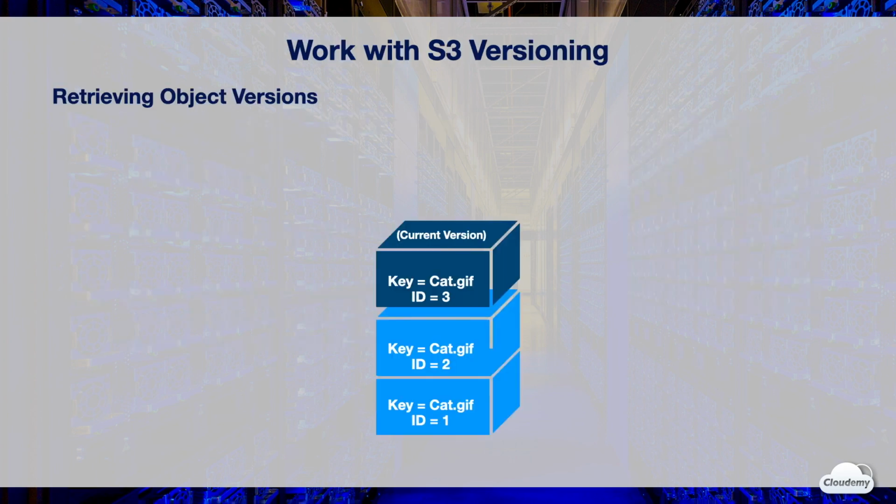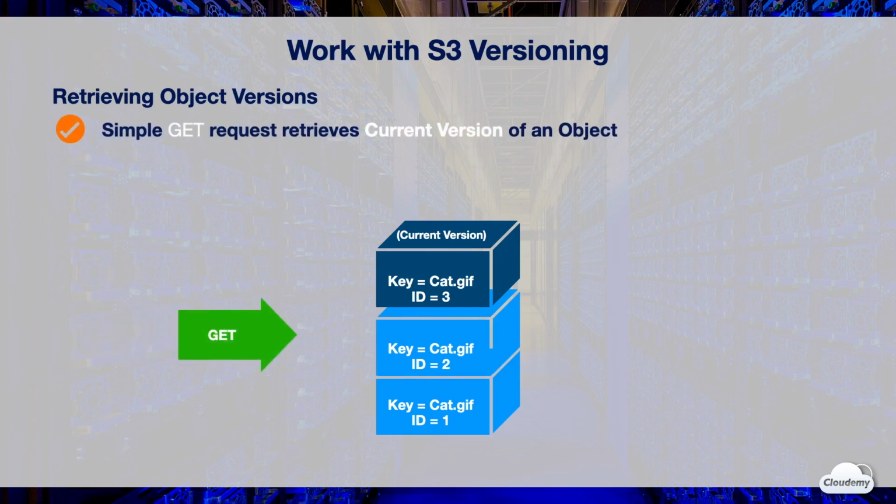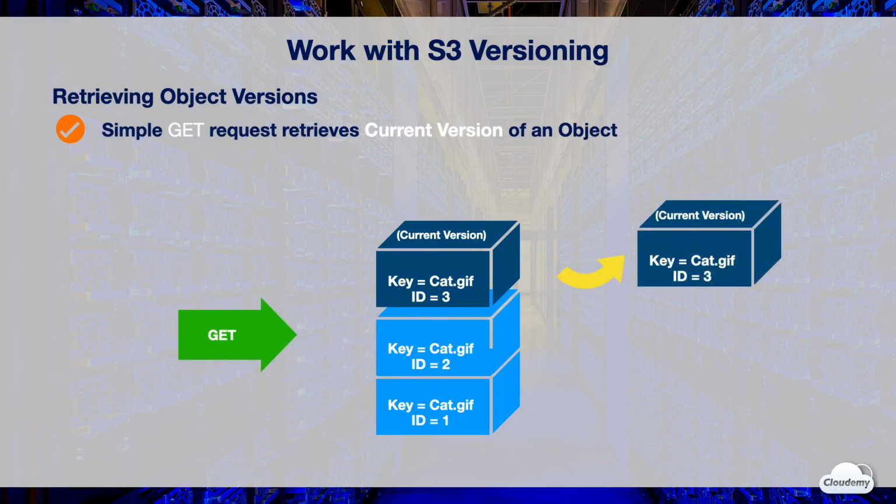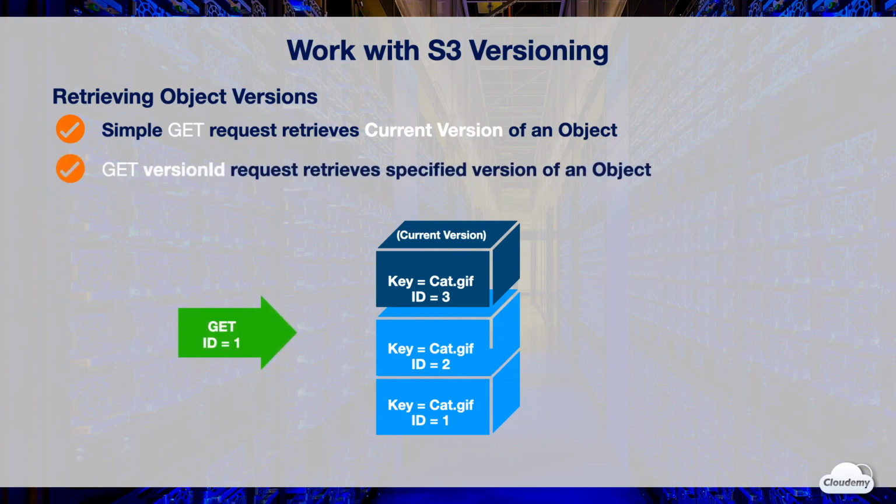When you retrieve an object with multiple versions, you can retrieve the current version or any previous versions. A simple get object request always retrieves the current version of an object. In this example, you will get the current version of cat.gif object, with a version ID 3. To retrieve a specific version, you have to specify its version ID. A getObject version ID request retrieves the specified version of the object. For instance, if you specify version 1 in the get request, you will get the version 1 of the object.